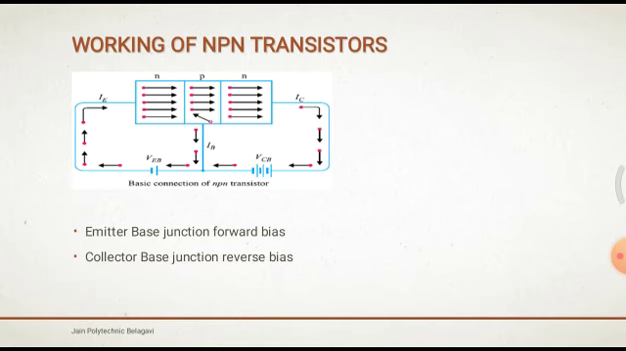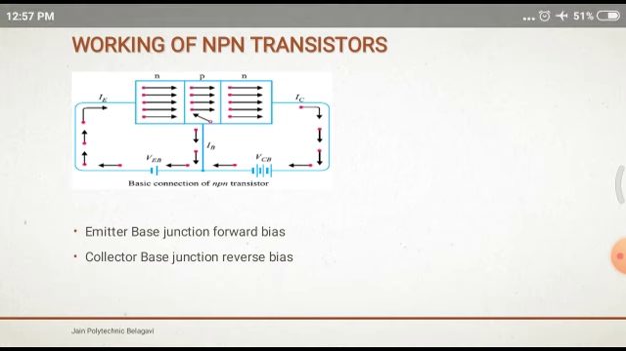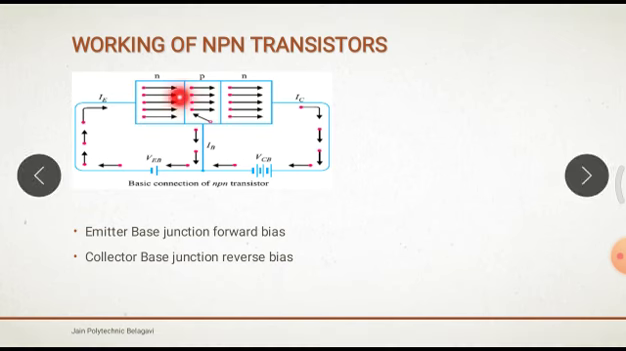Before I start with the NPN transistor, let us recall what we discussed in the last video. What is a transistor? A transistor is a semiconducting device. It has 2 PN junctions and 3 terminals: emitter, base and collector. You can see in this image, here is one PN junction and here is one more PN junction. So 2 PN junctions and 3 terminals, emitter, base and collector.